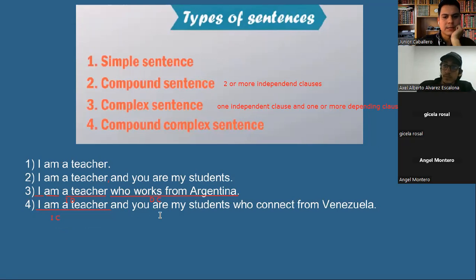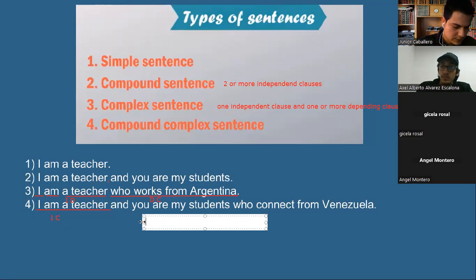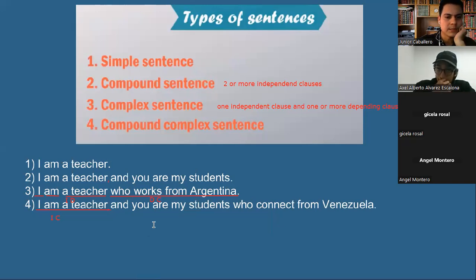And you are my students. Compound sentence. Hasta allí tenemos una compound. Ahí necesitamos... Ya, chicos, que tengo un problema con el cargador. Ajá. Vamos a colocar aquí una coma. Comma. Okay, and you are my students.